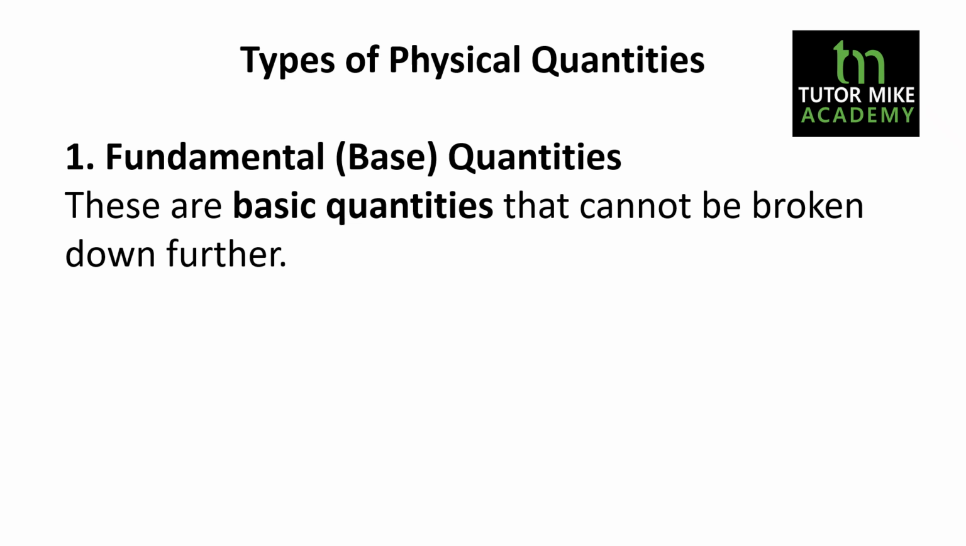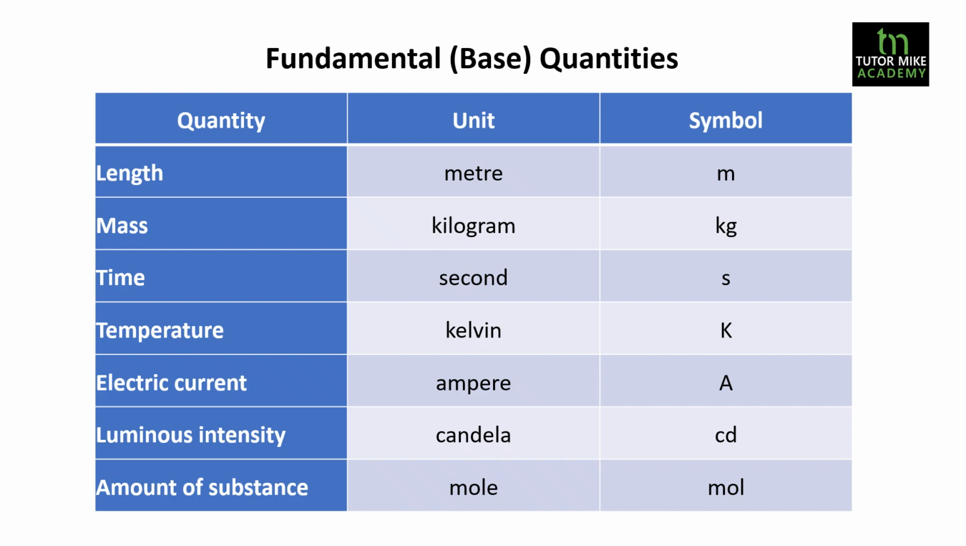Fundamental, which is base quantity, you have seven. We have length, mass, time, temperature, electric current, luminous intensity, and amount of substance. These are the quantities, but we also have the units, which tell us which quantity we are talking about. For example, for length the unit is meter. So anytime they say 10 meter, I will know that they are talking about length, because the unit of length is meter.